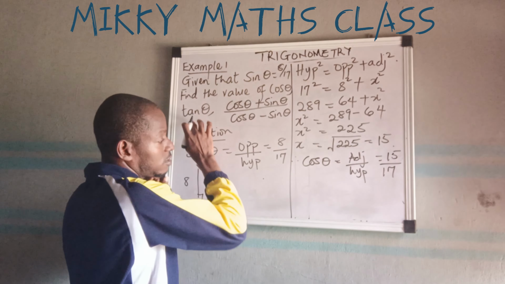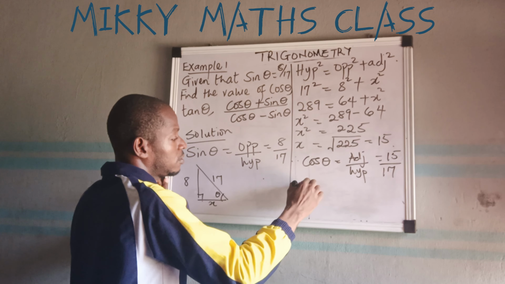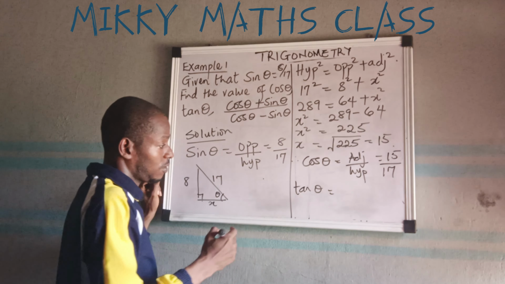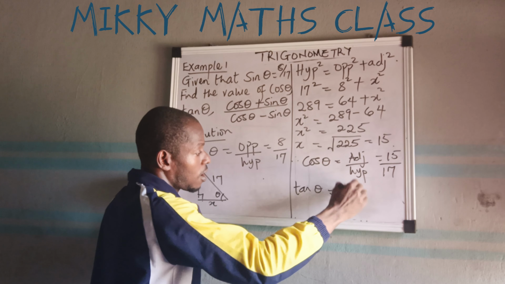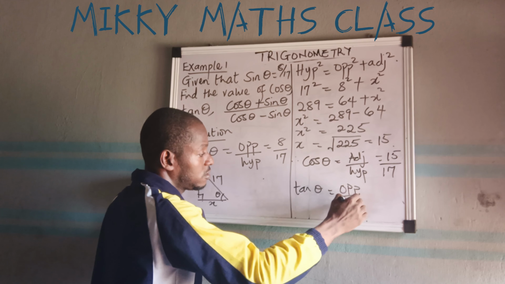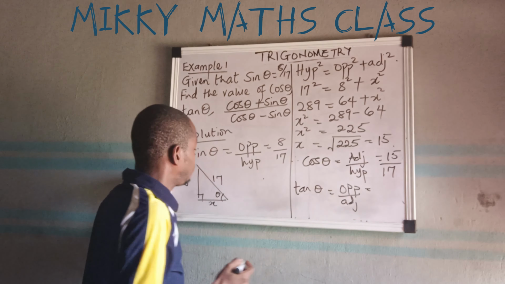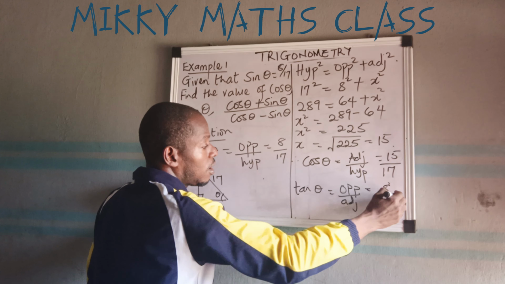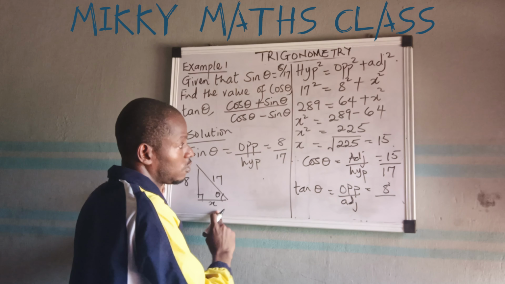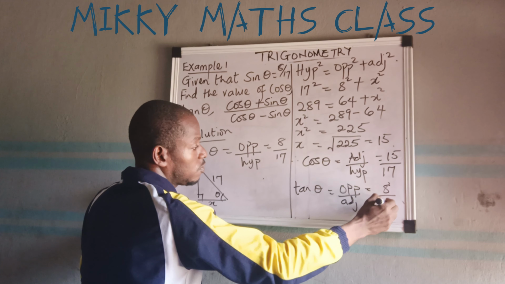Now let's look at tan theta. We know that tan theta is opposite over adjacent. And our opposite here is 8, and our adjacent, what we just found, is 15. So tan theta is 8 over 15.